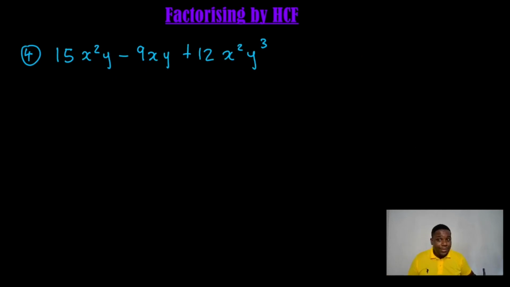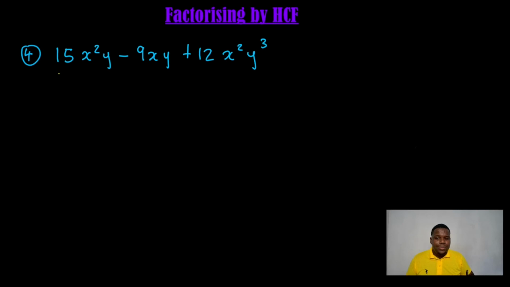Let's try another question. Look at this question right here. We haven't seen this type yet. So it's the same concept as when we were doing two terms. So we identify the highest common factor. So again, we're going to focus on our coefficients first. We have 15, 9, and 12. So the highest common factor would be 3.